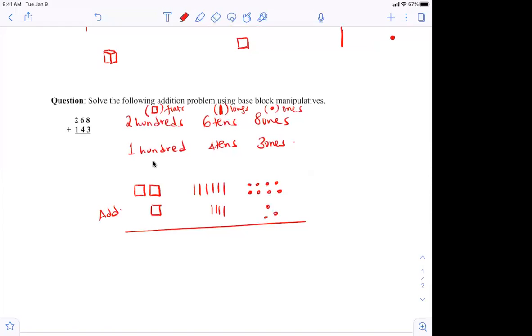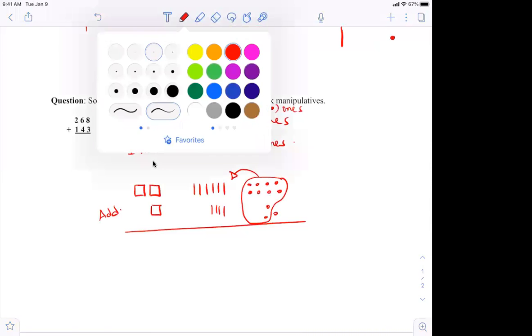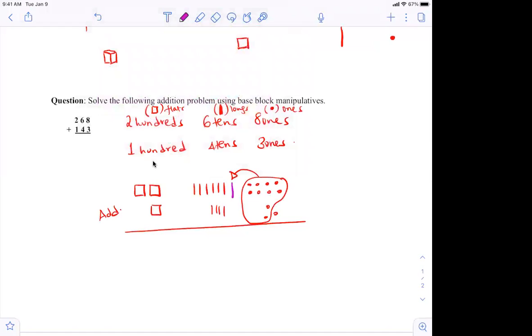And out of 11 ones, we can make a group. 10 ones can become 1 long. So in this case, you make a group of 10 ones, and that can be traded as 1 long. So what remains is just a small single unit, and because it cannot make another group of 10, we just bring it down here. That will be part of our answer for the ones place value.